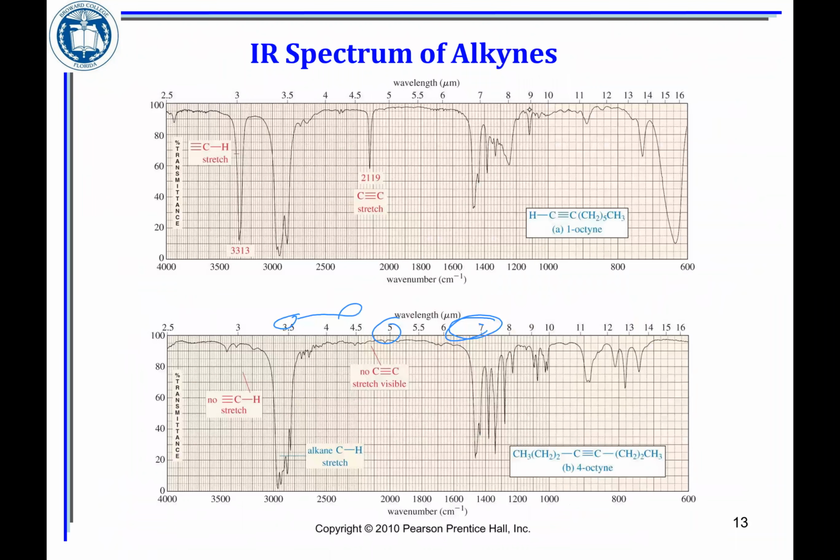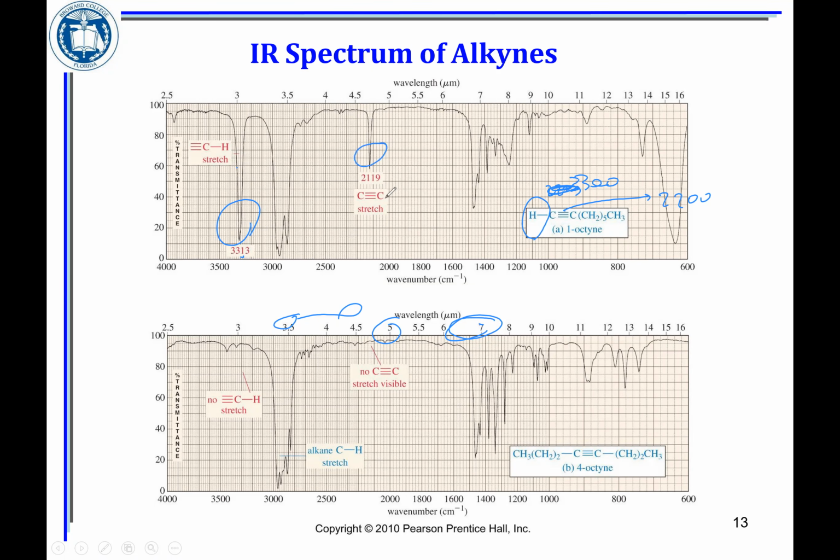What you see here is hydrogen attached to a CC triple bond. So if you remember from before, that should appear at around 3300, right? 3300. And then the CC triple bond appears at 2200. So you look at the spectrum, you have a CH at around 3300. So we know that is coming from sp hybrid.